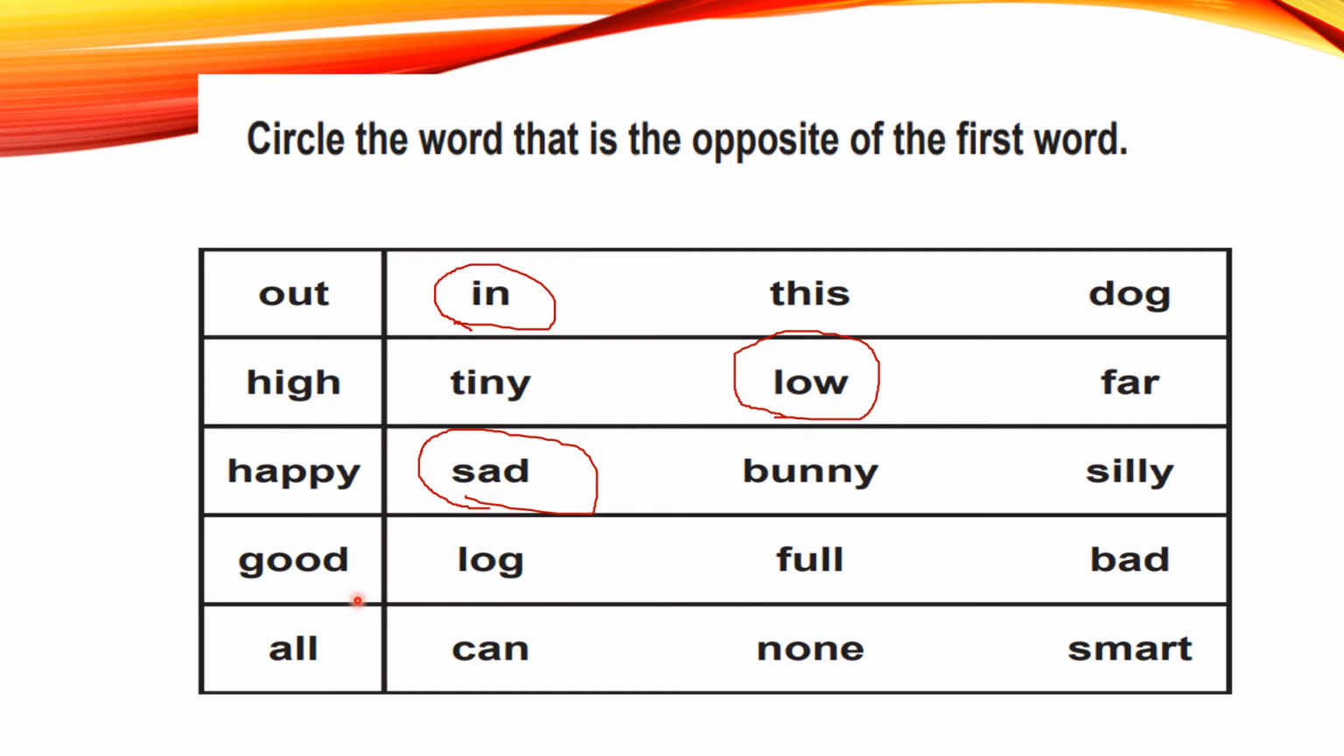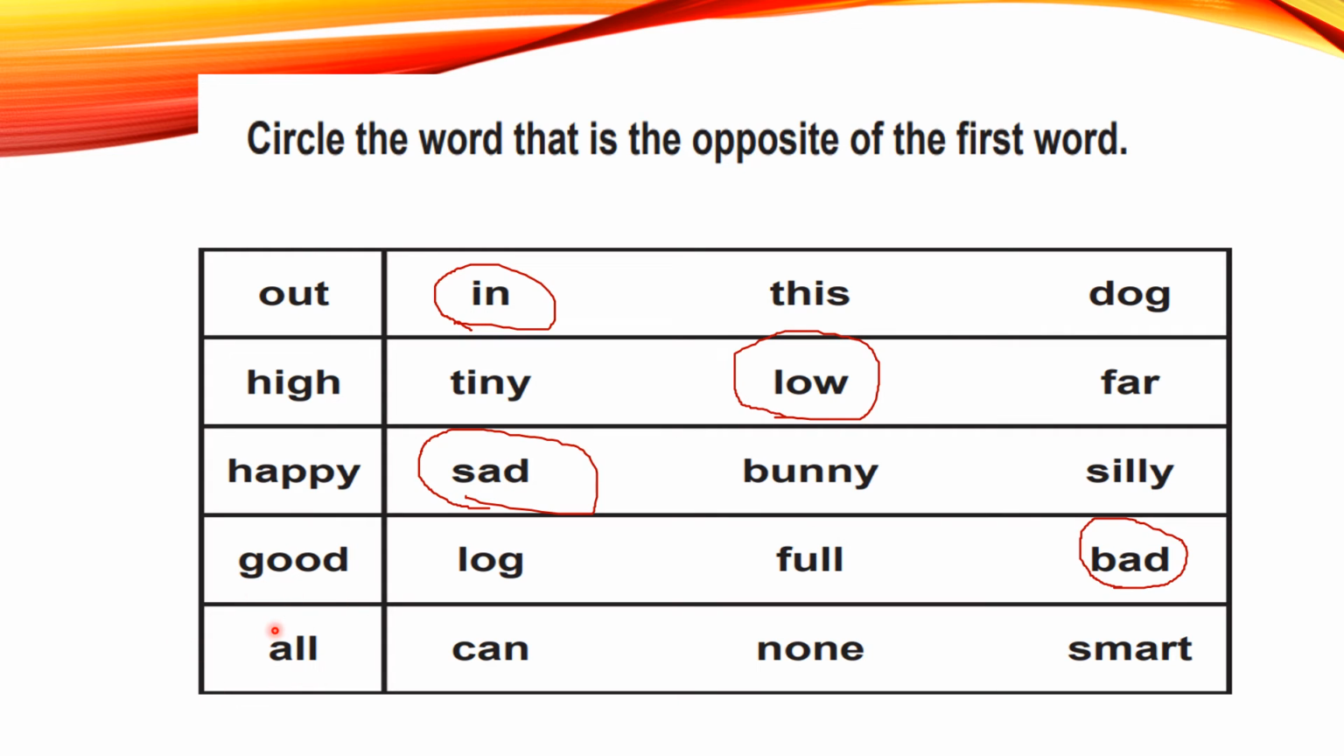So now see here, the opposite of good is bad. Empty. The glass is empty. The opposite is full, the glass is full. So the opposite of full is empty, right? The opposite of bad is good. So what we will do is circle the word bad here for the opposite of good. Now we will move to the next one.